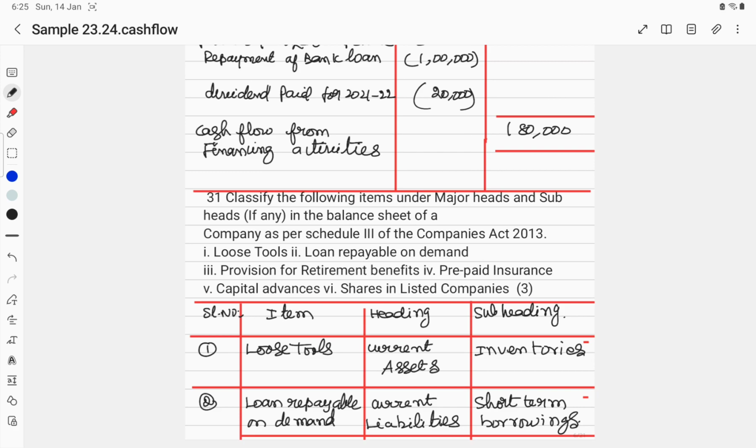Question number 31. Classify the following items under major heads and subheads, if any, in the balance sheet of a company as per Schedule 3 of the Companies Act 2013. 1. Loose tools. 2. Loan repayable on demand. 3. Provision for retirement benefits. 4. Prepaid insurance. 5. Capital advance. 6. Shares in listed companies.